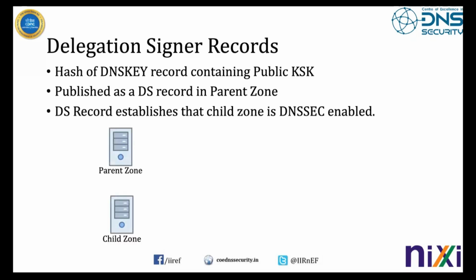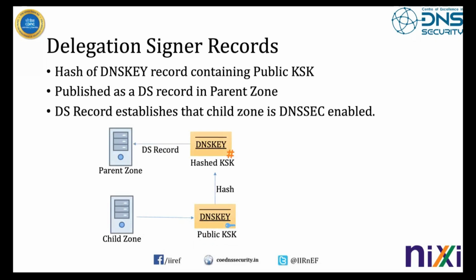So how does it work? There is a child zone. The child zone will take its own DNS key, which will be the public KSK, hash it, and after hashing it becomes a DS record, the hashed KSK, which will be inserted into the parent zone record.